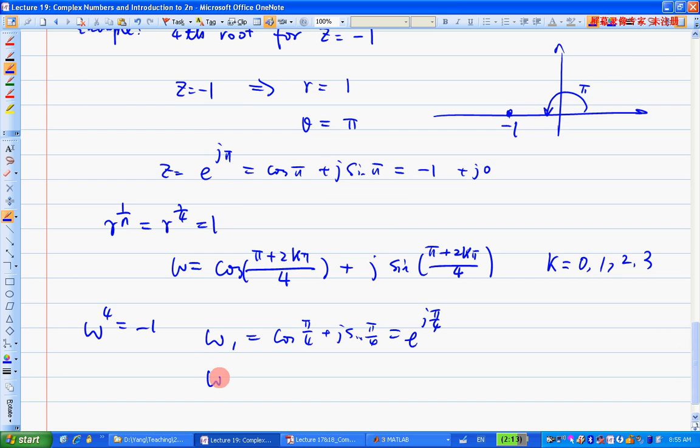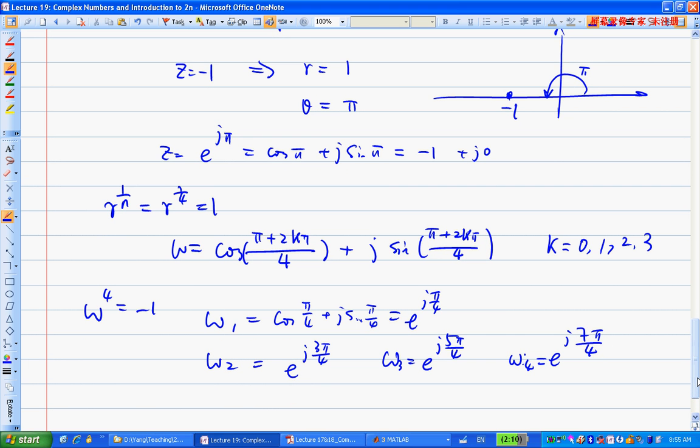And the next one, W2, you plug k equal to 1 in here. I'll save myself a little bit, so that's going to be e^(j 3pi/4). And W3 is e^(j 5pi/4). And W4 is e^(j 7pi/4). So those are the four complex numbers, the so-called roots, for this complex number z equal to -1.